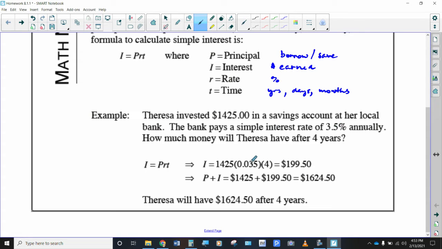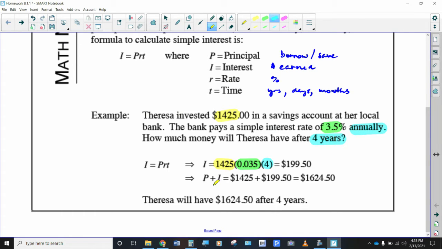So you're going to change that 3.5%. Let me actually highlight. This is the principal. This will be the percent. So you're going to take I equals PRT. The principal, 1425, times the percent in decimal form. And then the amount of time, it's annually, so that's going to be per year, so 4 years.